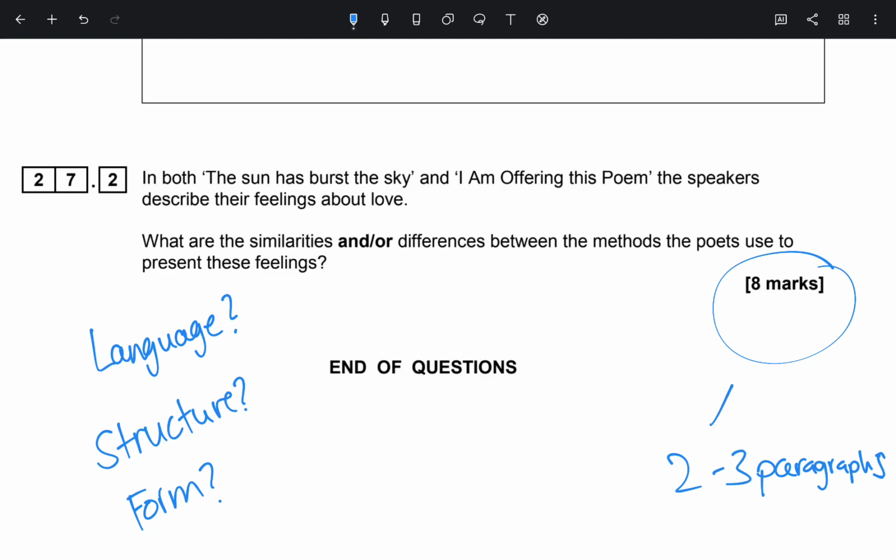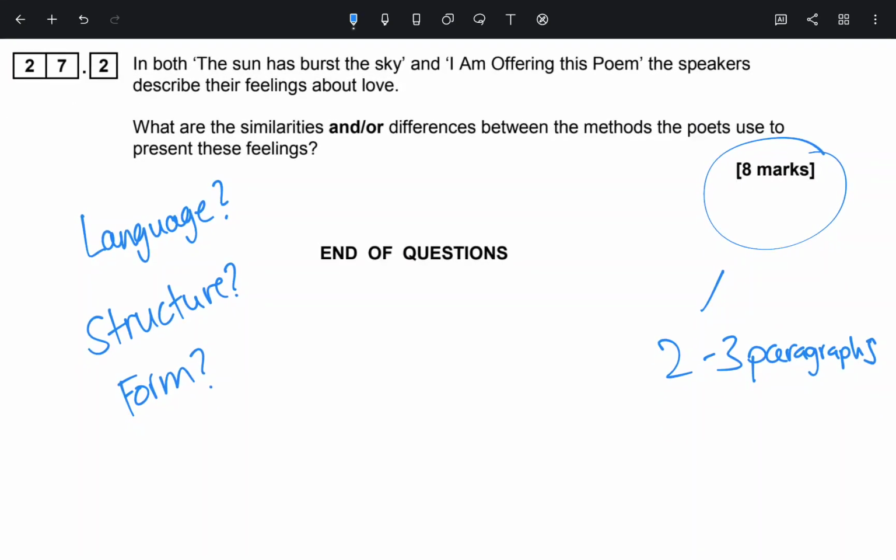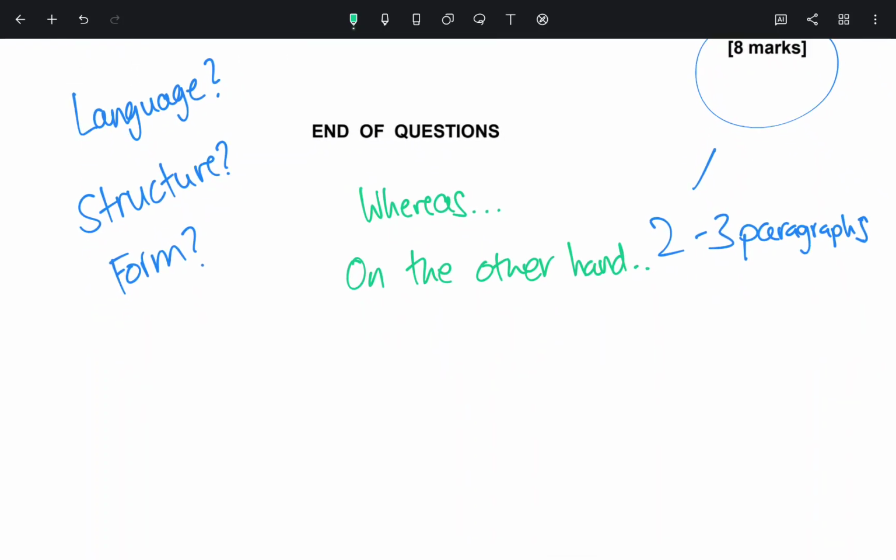What are some linking words and phrases you could use to indicate differences? So I've said this previously for the previous question. You may want to use phrases or words like whereas, on the other hand, okay, that's if you're looking at the differences. On the other hand, dot dot dot, whereas dot dot dot. And if you're looking at similarities, you could say similarly, and so on. Okay, so that is that for section C.